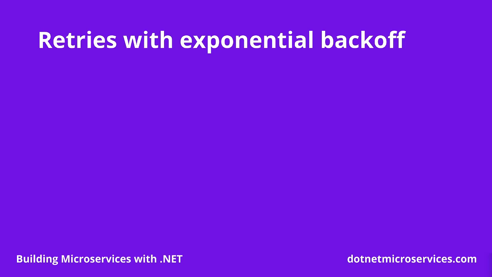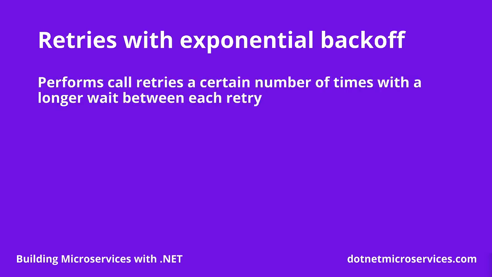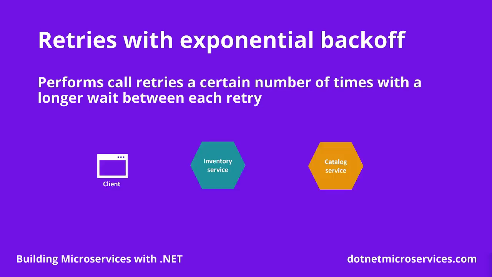This strategy performs call retries a certain amount of times with a longer wait between each retry. And here's how it works. As usual, the client will make a request to our service, and this one in turn will make a request to its dependent service. If this second request fails, instead of failing right away, our service will wait some time, and then it will try again.